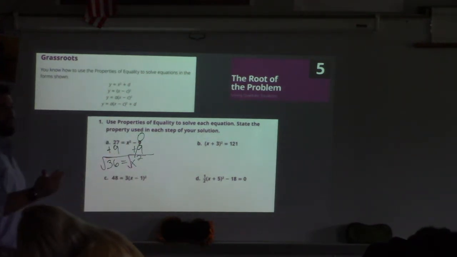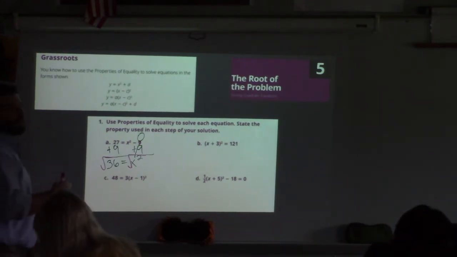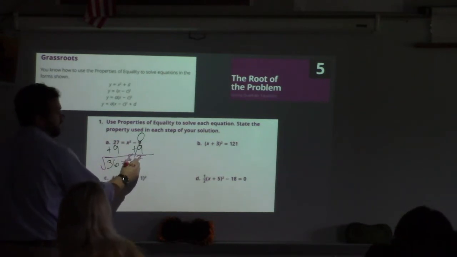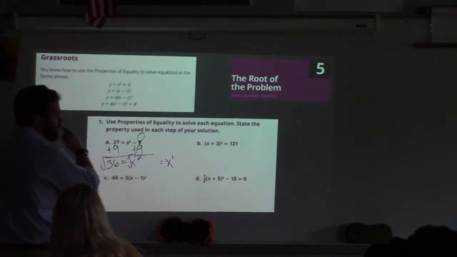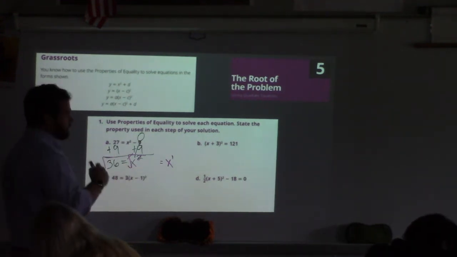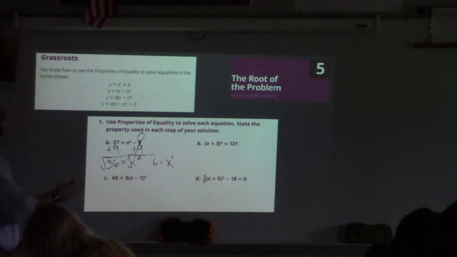And the big thing to notice is, and we'll go into more detail about this later, but the square root and the square are inverses, so they cancel, and they'll technically create an exponent of 1. So x to the first now is equal to 6. Close. The 6 is not necessarily wrong.